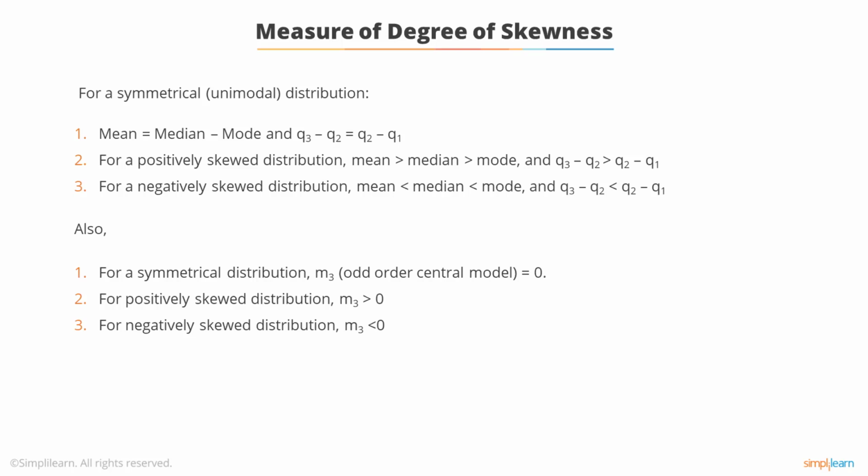And Q3 minus Q2 is less than Q2 minus Q1. Now for a symmetrical distribution, M sub 3, the odd order central moment, is equal to 0. For a positively skewed distribution, M sub 3 is greater than 0, and for a negatively skewed distribution, M sub 3 is less than 0.